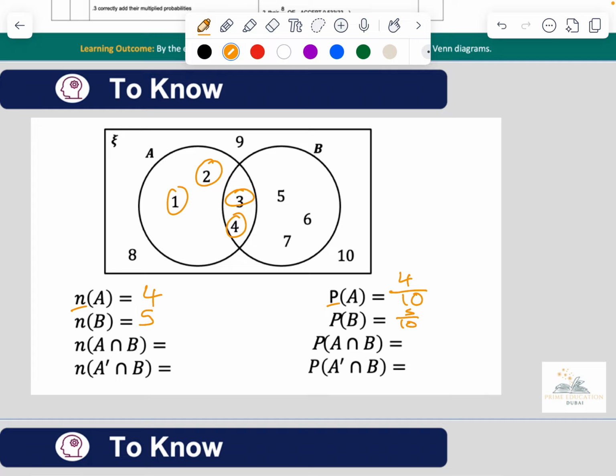How many numbers are in A union B? There's only 2. What's the probability of picking one of those numbers? It's 2 out of 10. How many elements are not in A and B? There's 3. What's the probability of picking one of them? It's 3 out of 10.